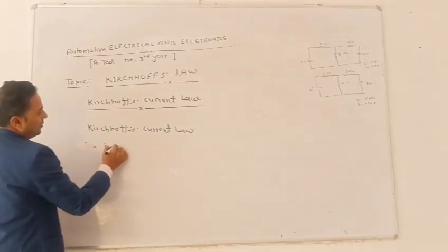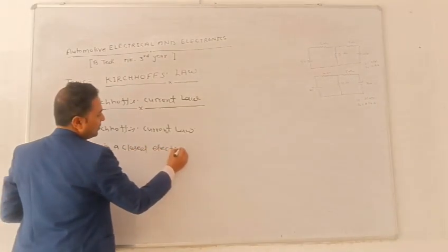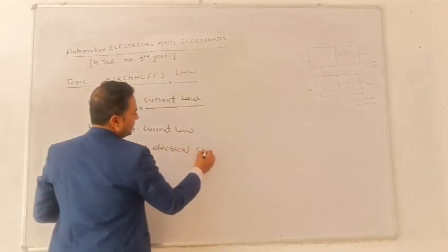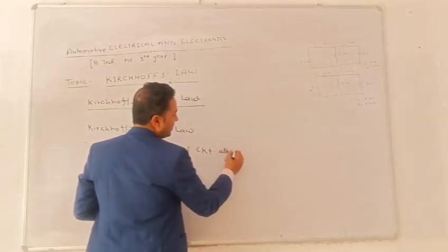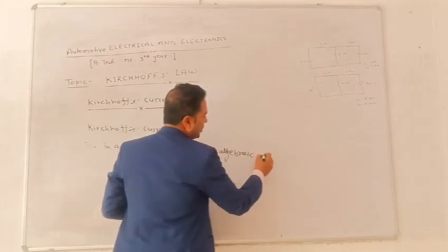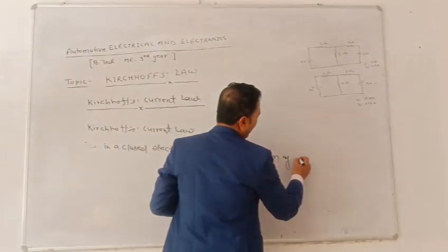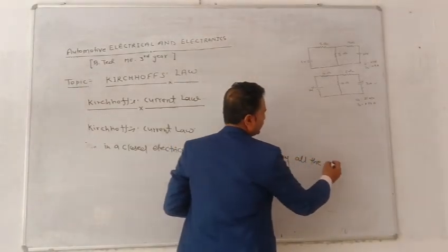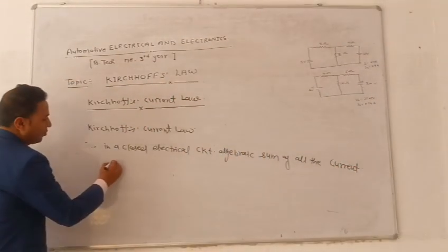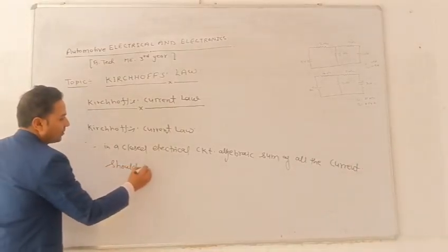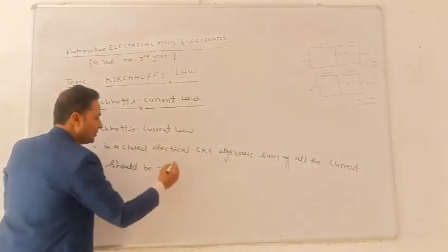In a closed electrical circuit, the algebraic sum of all the currents should be zero.